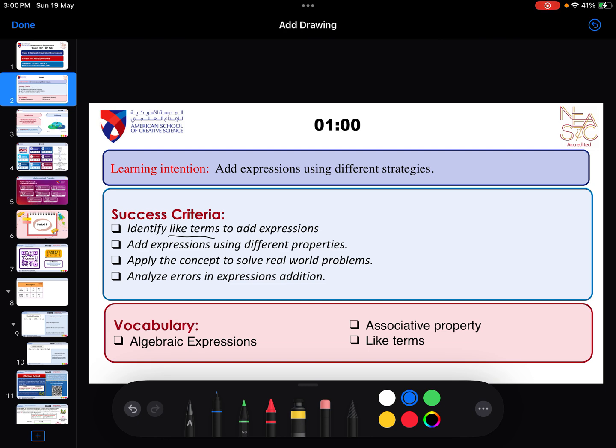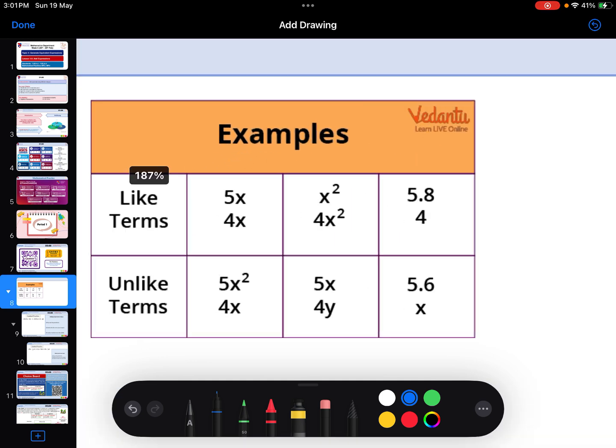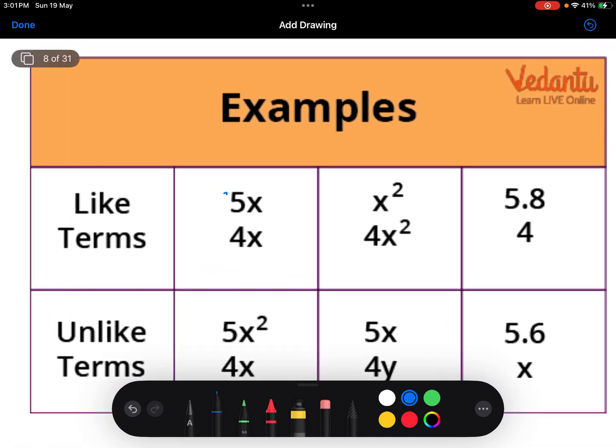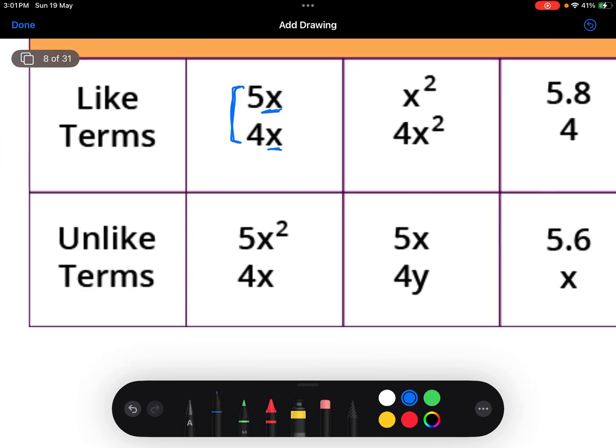So let's start by exploring or identifying the like terms and unlike terms. Basically, girls, the difference between like terms and unlike terms is that like terms should have the same variable term. Looking at this example, these two terms are like terms because both of them have the same x variable. But on the other hand, we have unlike terms.